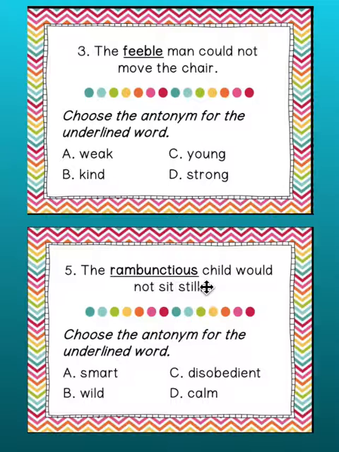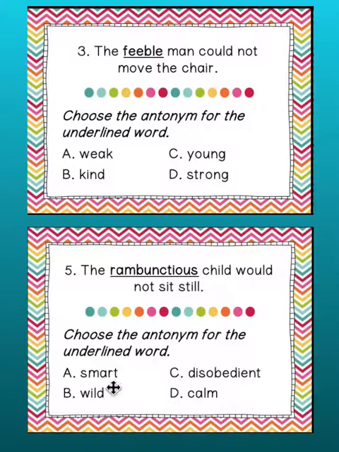Okay, so if someone is rambunctious and they cannot sit still, this means that they're kind of wild, they're going a little bit crazy, they're active, they cannot sit still, right? So that means a synonym would be smart, disobedient, wild, or calm. Well, the synonym means they're wild, right? That makes sense. The wild child would not sit still. Okay, so then I need an antonym. What is the opposite meaning of rambunctious or wild?